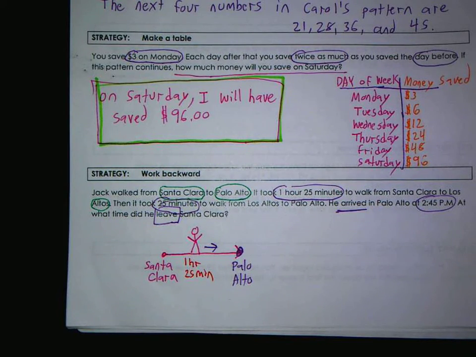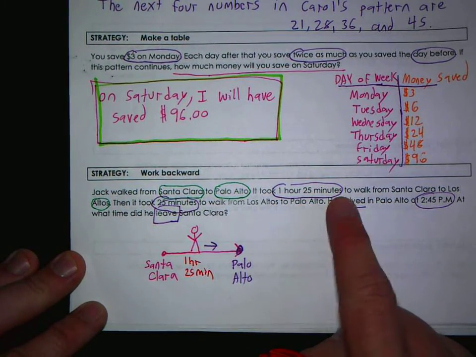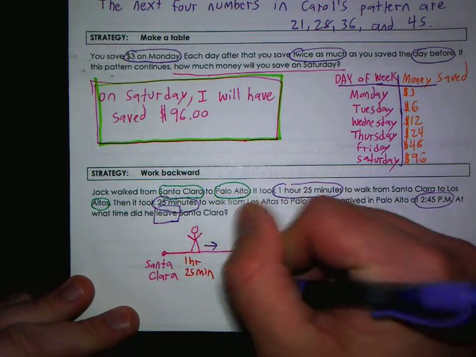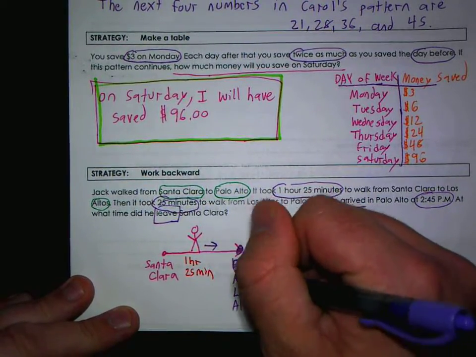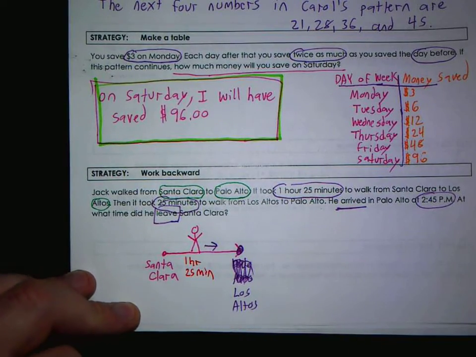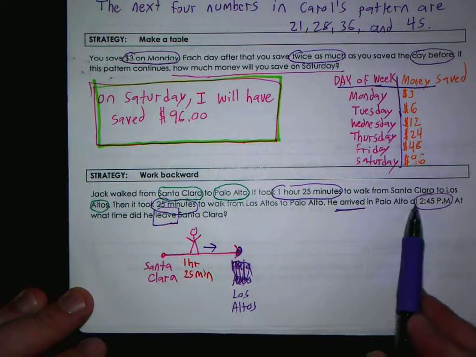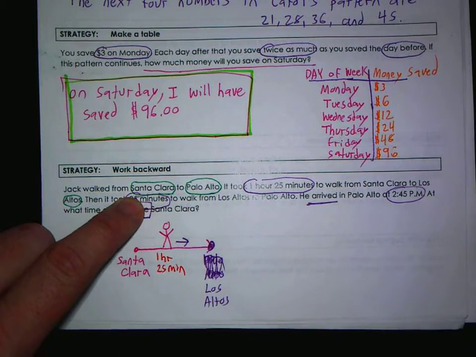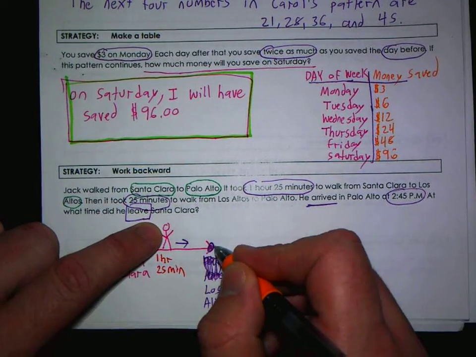Next. I need to change this. It's an hour and 20 minutes to walk from Santa Clara to Los Altos. So this should actually be Los Altos. And sometimes that happens when you're doing a problem and you jump too fast, okay? So an hour and 25 minutes from Santa Clara to Los Altos. Then it took 25 minutes to walk from Los Altos to Palo Alto.